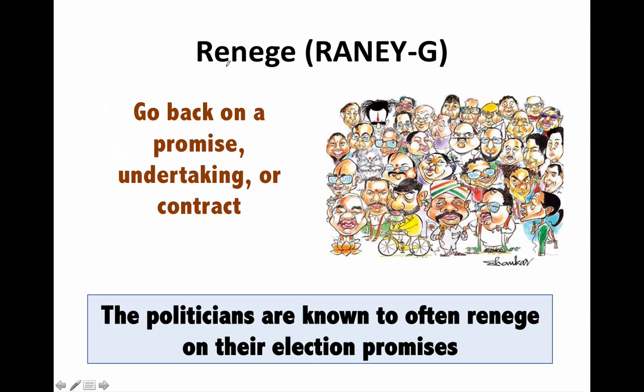Next is renege. Please note this word is pronounced not as renege but as renege. Okay, so this is the pronunciation, renege. It means when you go back on a promise, you break your promise that you had promised to someone. You break your contract. So that means you are doing renege. You are reneging. So for example, the politicians are known to often renege on their election promises. So these politicians, they are known to break their promises. Before elections, they will say all the nice things, and after elections, they will simply renege on their election promises. So that is how this word is used, to renege on election promises or to renege on a promise or a contract.